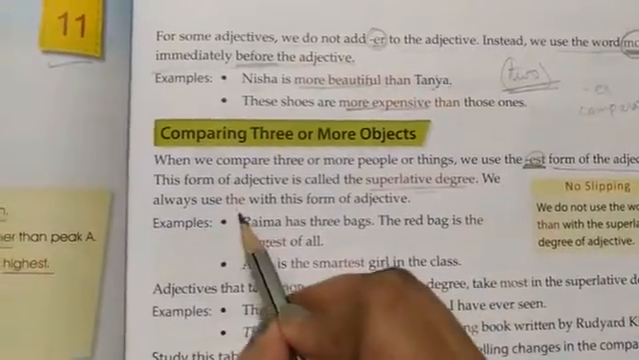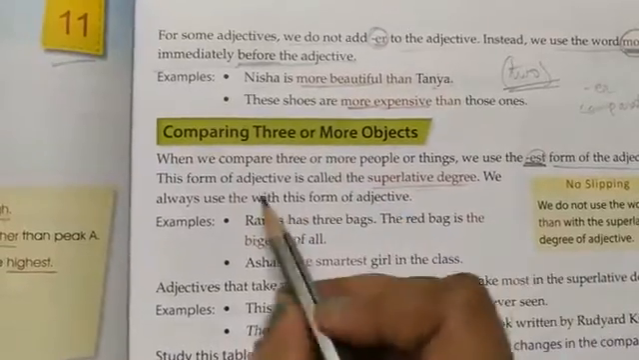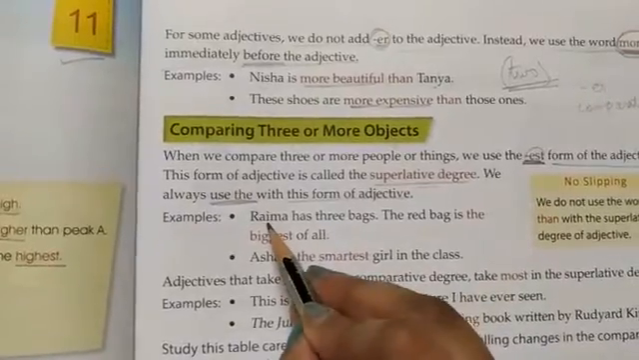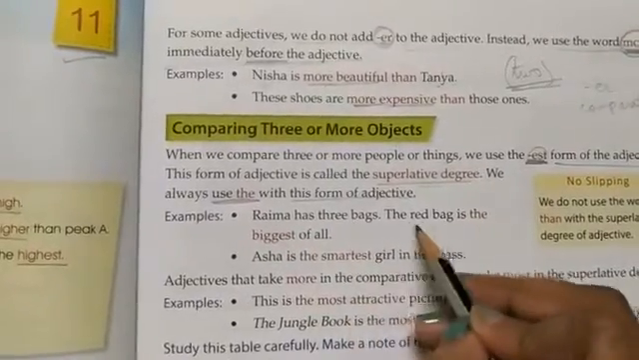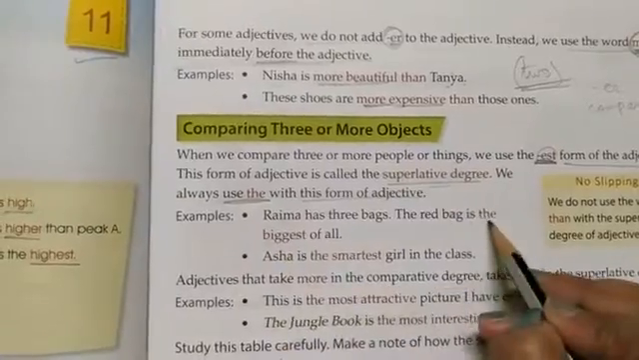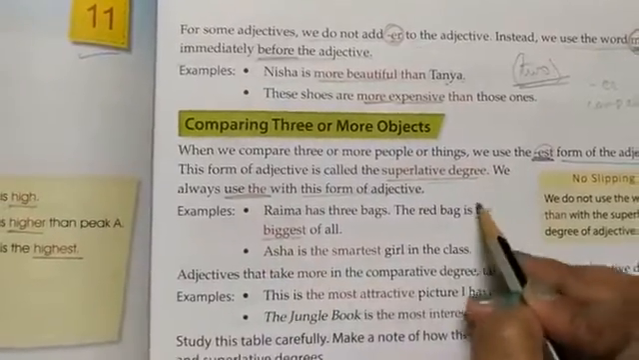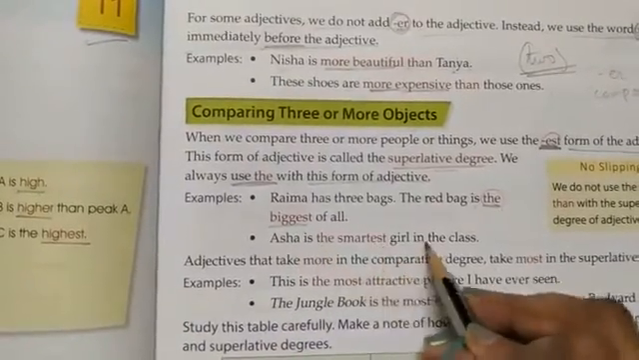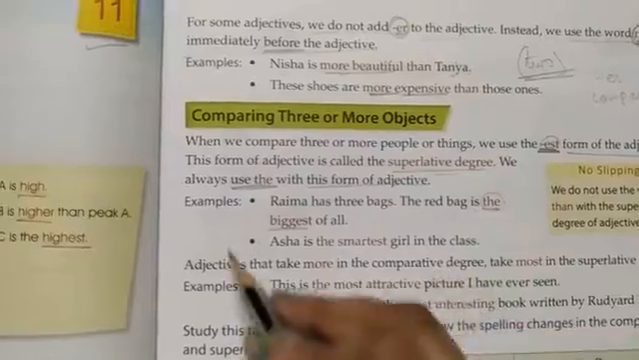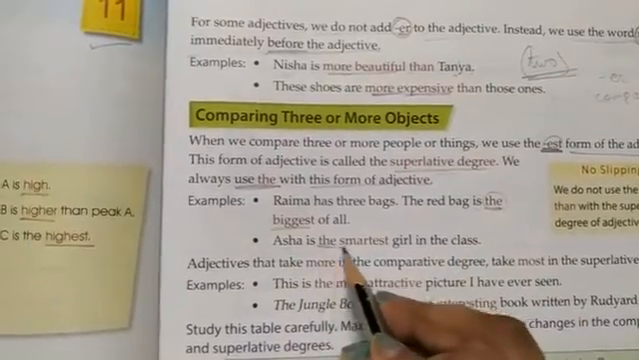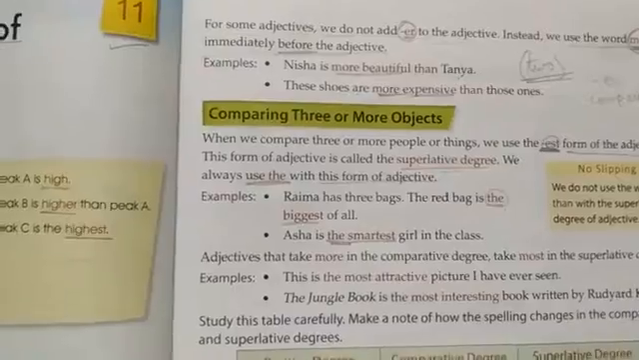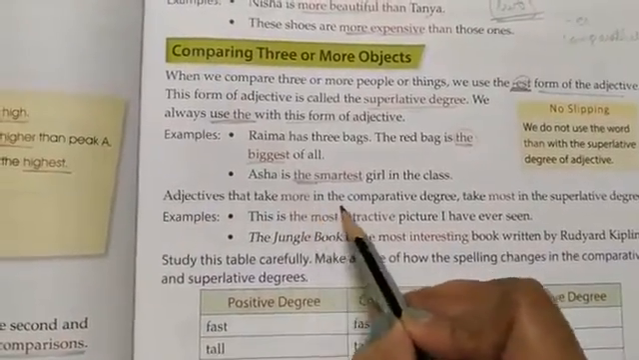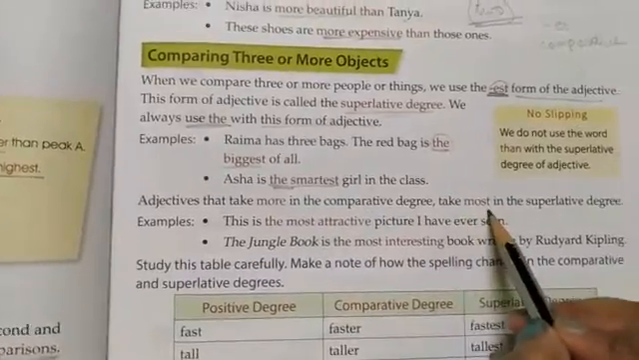Next, we always use the with this form of adjective. So what do we use? We use the with this form of adjective. Example, Raima has three bags. The red bag is the biggest of all. So you see, the biggest. We are using the before biggest. Asha is the smartest girl in the class. So in the whole class, who is the smartest? Asha. So again over here, what do we use? The smartest.